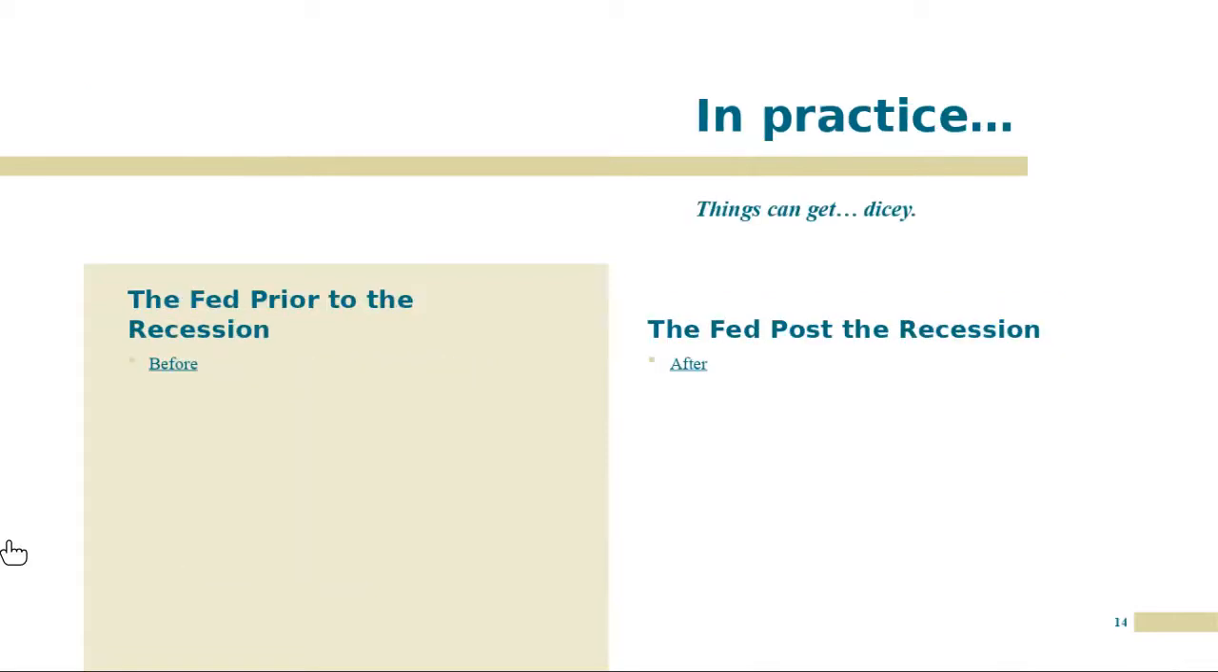Now, in practice, things can get a little dicey. To explore this, I'd love for you to go again to Marginal Revolution University and click on two videos. One is an explanation of how the Federal Reserve operated previous to the 2007-2008 recession. And the next video explains how the Fed acts now, post that recession. Both are fascinating and important, and they explain how the Federal Reserve has evolved as a central bank and is more influential than ever on our financial markets.